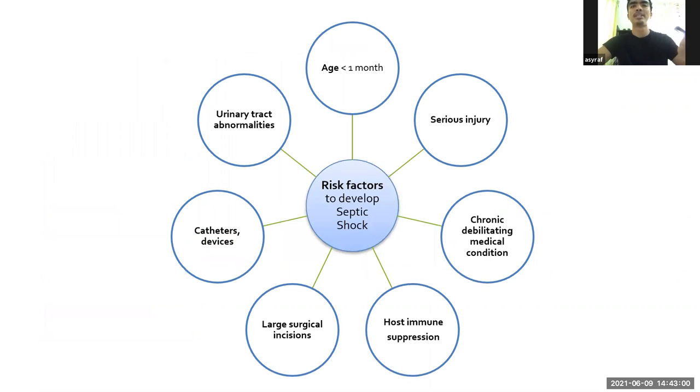So what are the patients that have a high risk to develop septic shock? First, neonates, less than 1 month, or patients with serious injury or major burns, trauma, and patients with chronic medical conditions such as untreated congenital heart disease, and patients with immune suppression like malignancy, or patients on chemotherapy, and large surgical incision, because we know large surgical incisions are prone to infection, and then patients on catheters. This is important because many patients in the ICU are on catheters and devices, so this can lead to infections, and patients with urinary tract abnormalities.